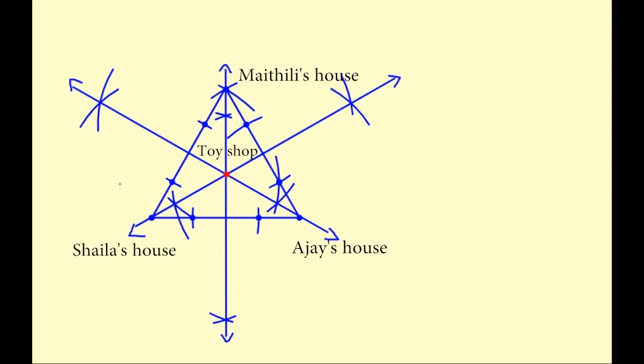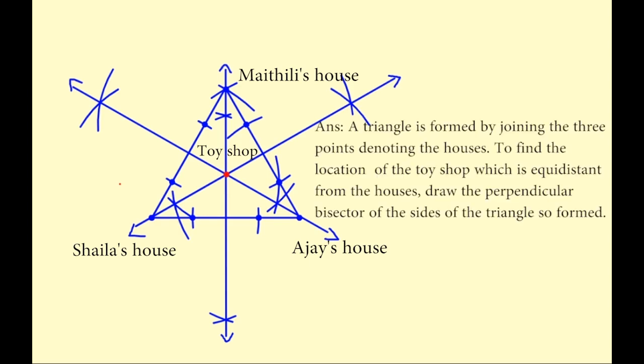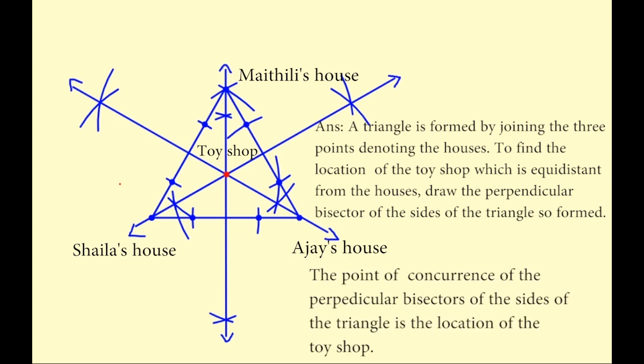So, our explanation will be: a triangle is formed by joining the 3 points denoting the houses. To find the location of the toy shop which is equidistant from the houses, draw the perpendicular bisectors of the sides of the triangle so formed. The point of concurrence of the perpendicular bisectors of the sides of the triangle is the location of the toy shop.